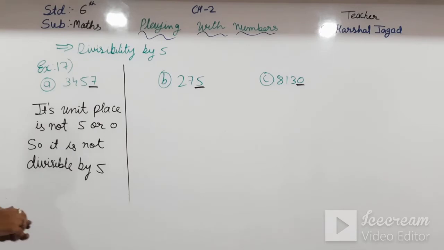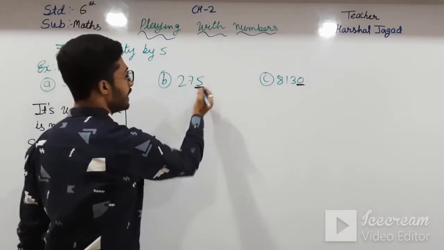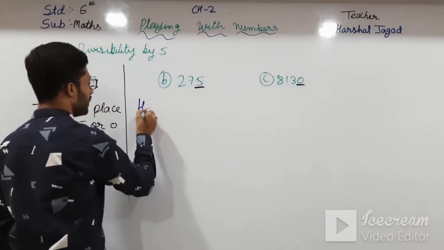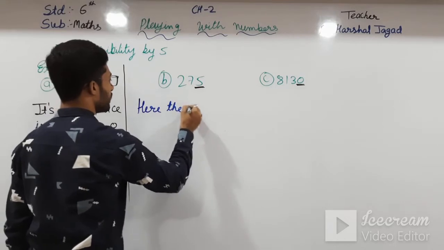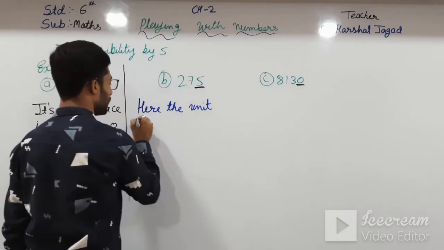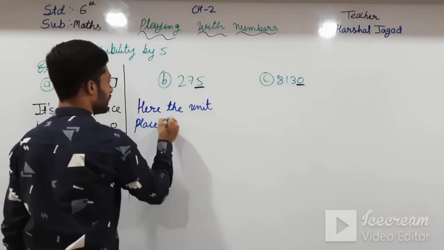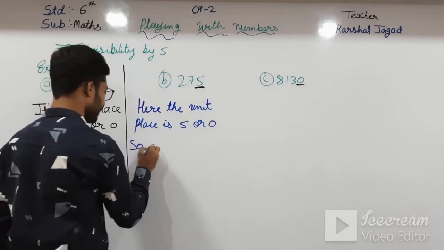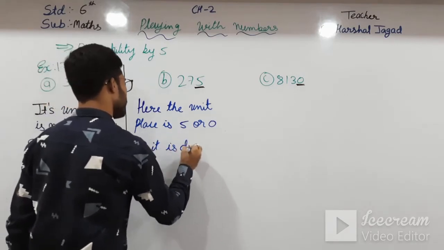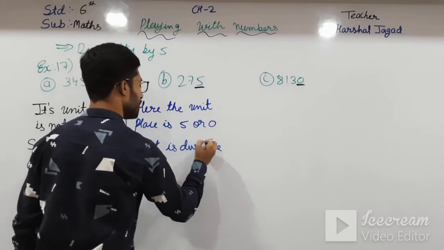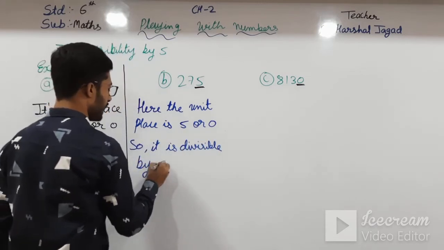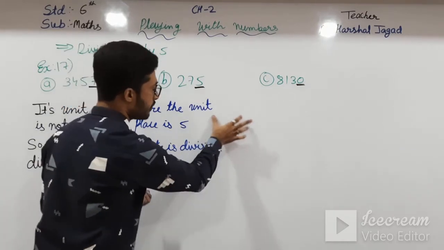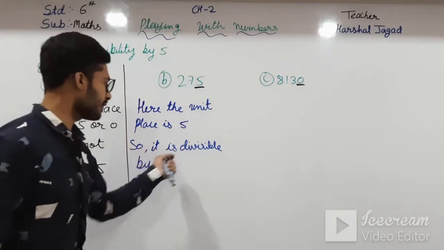Now going to the next one, here the unit digit is 5, so it is divisible by 5. See here, the unit place has five or zero, so it is divisible by 5. Or you can just write its unit place is 5. Okay students, you can write its unit place is 5, so it is divisible by 5.